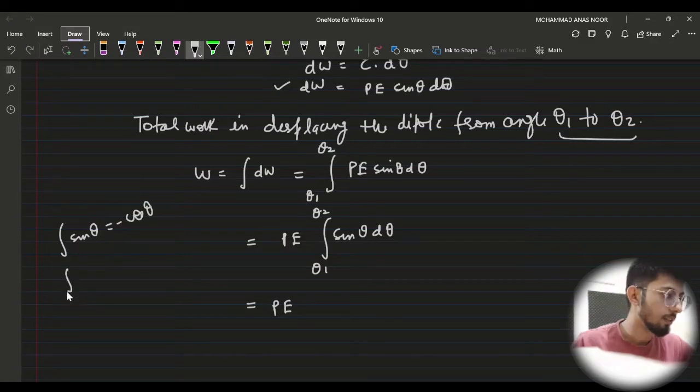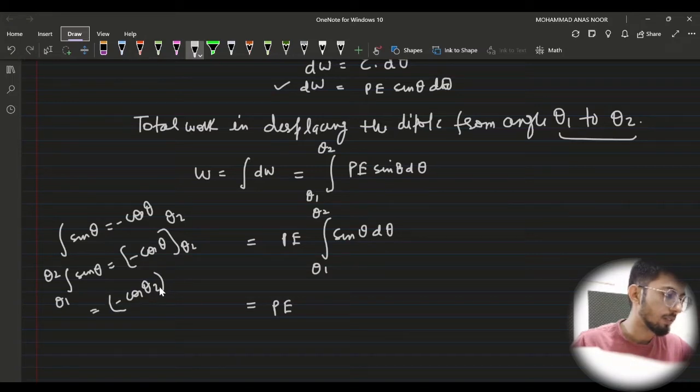If you are finding it with limits, it is still minus cos theta, but you need to enclose this in a bracket and substitute the limits. How do you substitute that? First replace theta with theta 2, so minus cos theta 2, minus, you put a minus sign and then place the second limit, so minus cos theta 1.